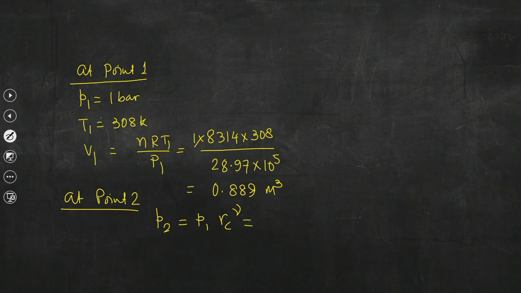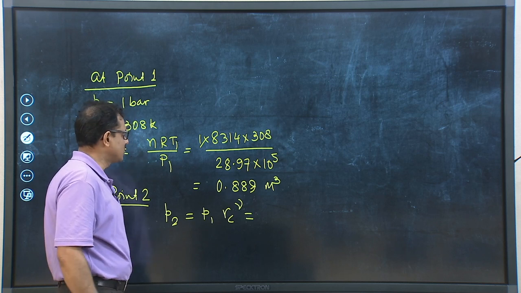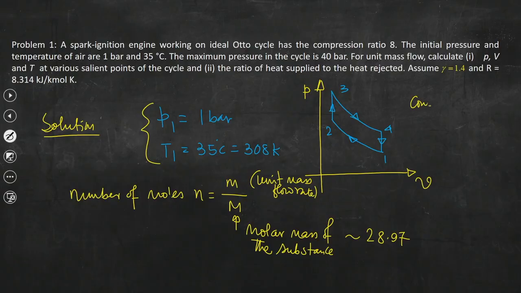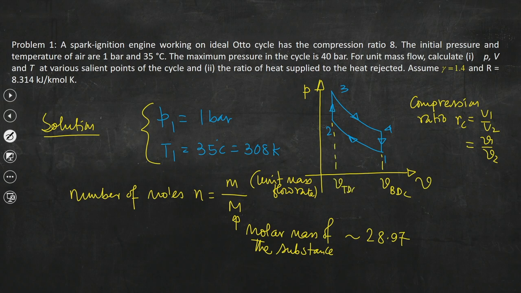P2 by P1 equals V1 by V2 to the power gamma, that is, V1 by V2 equals RC. If we go here, compression ratio RC equals small V1 by small V2. This is V BDC and this is V TDC, and this RC is given as 8. Next, what can we do?